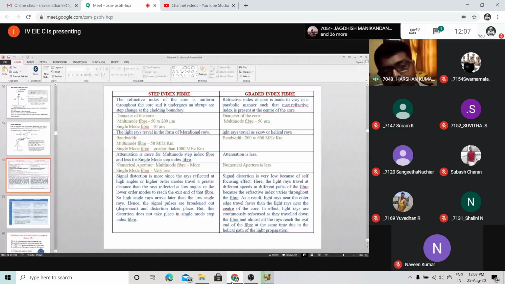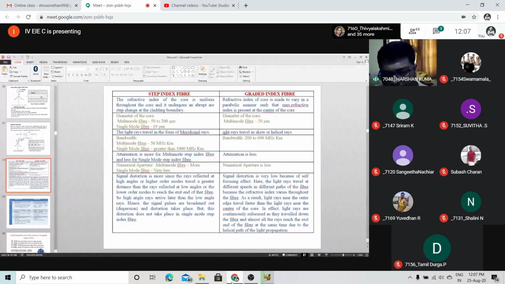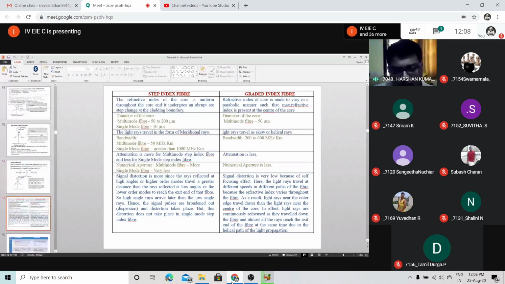So when we look at the propagation, how the light rays travel inside step index fiber, it is going to be in kind of meridional rays, where the rays will get reflected, bounce back, and cross over the axis. I'm talking about the axis of the core. The meaning of meridional rays is that they reflect back and forth while crossing the axis of the core. That is the idea behind how light rays travel in step index fiber. Clear?